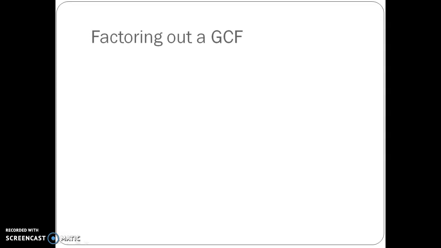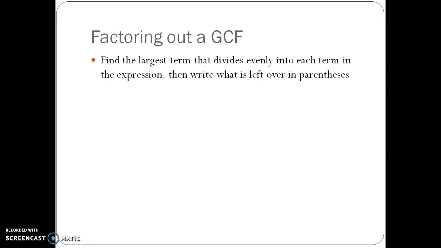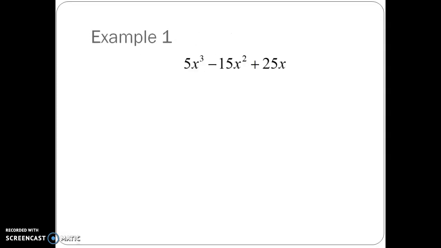When you're doing this, you are finding the largest term that divides evenly into each term in the expression, and then you're going to write what is left over inside the parentheses. So let's take a look at an example. We have 5x cubed minus 15x squared plus 25x.